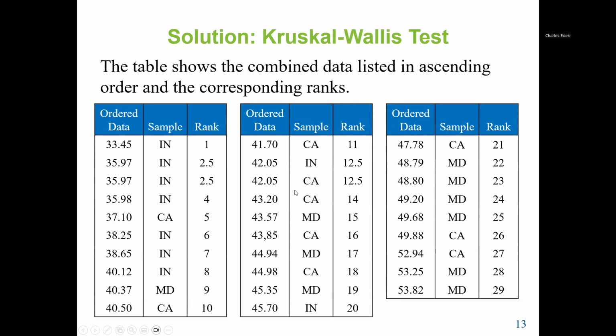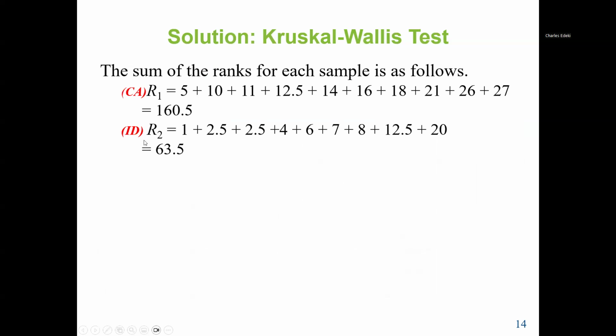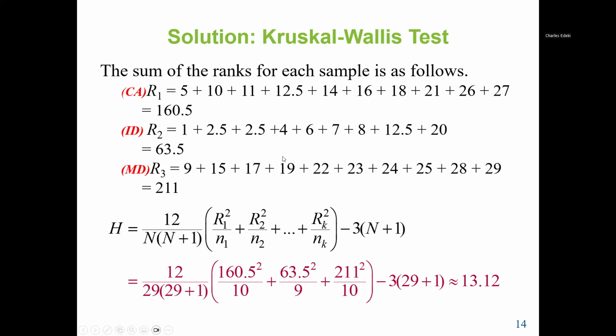Now, how do we find this? Let's say Indiana is R2, then we add all the Indiana rankings, 1 plus 2.5 plus 2.5, etc. So that's what we have in the next slide. R1 is California, so we add all the California values. Then R2 is Indiana, and R3 is Maryland. So we have R1, R2, R3, and uppercase N, which is 29 because the samples are 10, 9, and 10. So N1 is 10, N2 is 9, and N3 is 10. So we can find the H there.